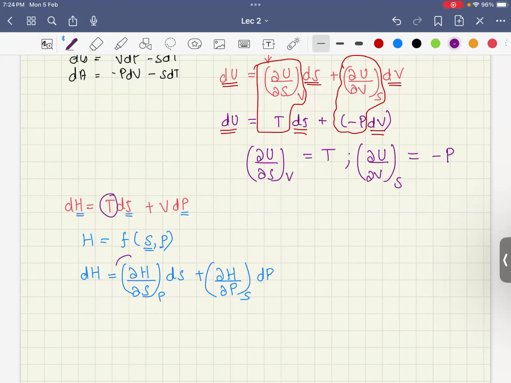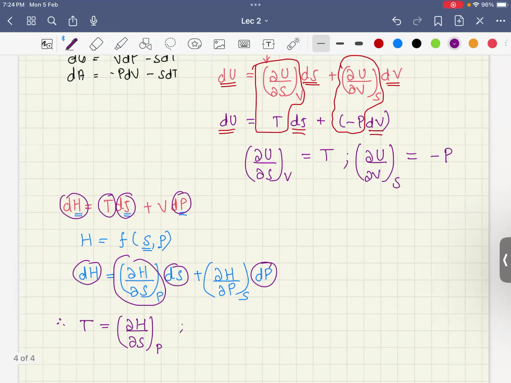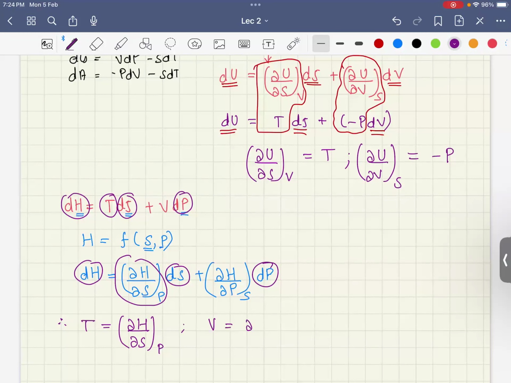Now what we say is, this is same as this: this is also dH, this is also dS, this is also dP. Therefore, T is nothing but ∂H/∂S at constant P, and volume is nothing but ∂H/∂P at constant S.